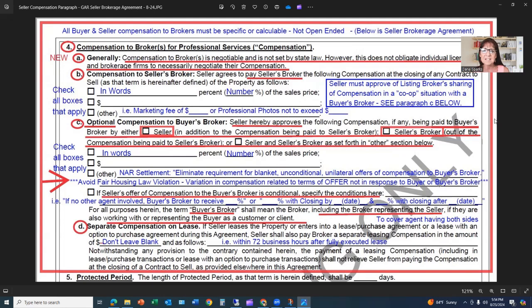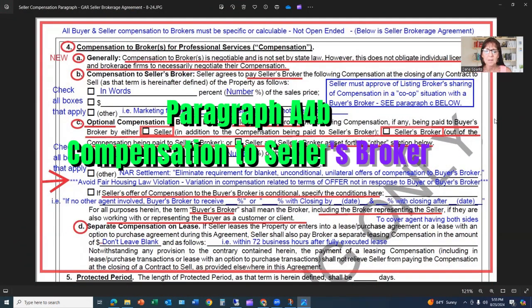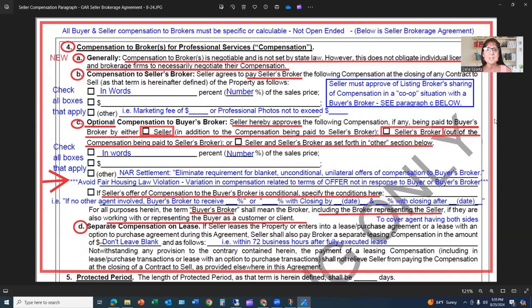The paragraph is called Compensation of Brokers for Professional Services. Generally, compensation of brokers is negotiable and is not set by state law. However, this does not obligate individual licensees and brokerage firms to necessarily negotiate their compensation. The next paragraph is compensation to the seller's broker. This is how much the seller is paying their own broker who is representing them. This is a brokerage agreement, so representing them in a client relationship to list their house and get it sold.